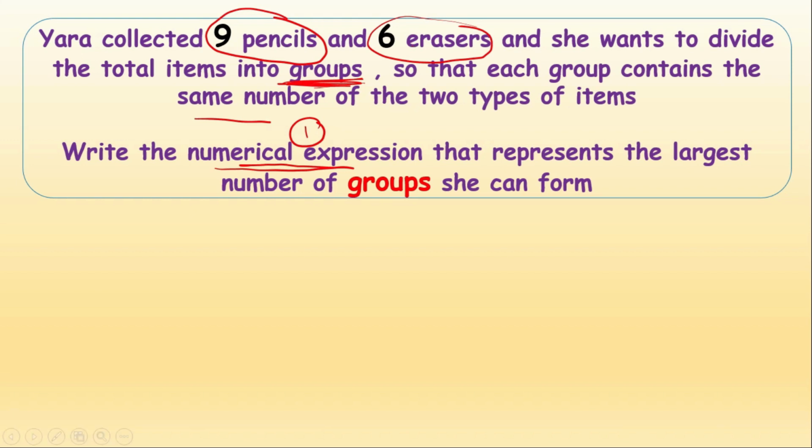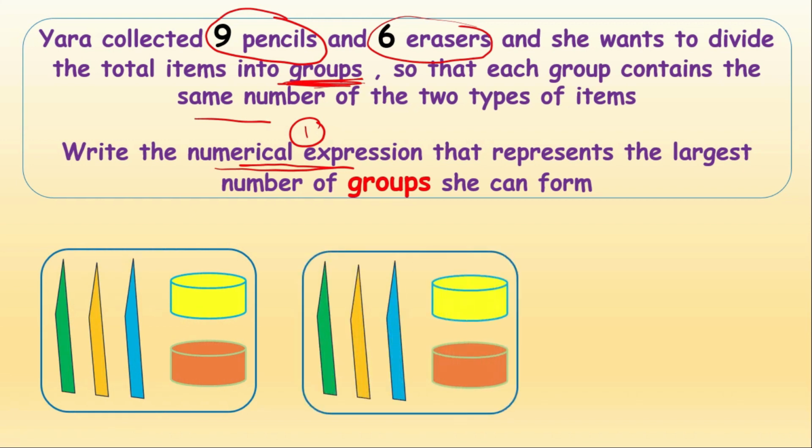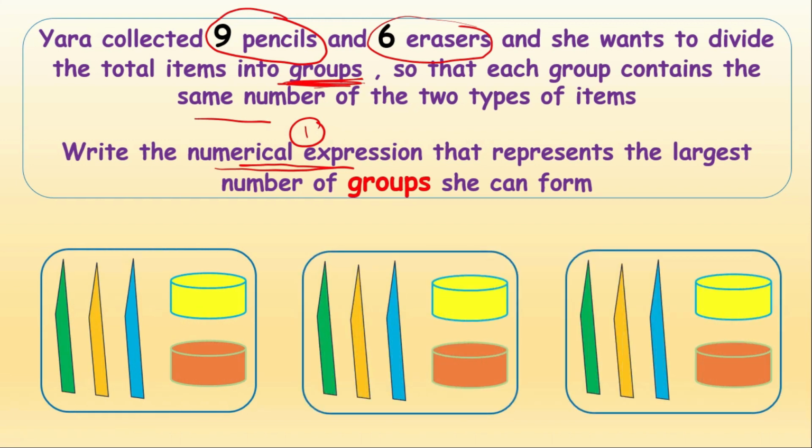ازاي؟ Let's show. If the number of groups are 3 groups, let's count the number of pencils. 1, 2, 3, 4, 5, 6, 7, 8, 9. The total number of pencils are 9. يبقى ده number of pencils كانوا معانا 9 وقسمناهم كل جروب أخد 3 pencils.